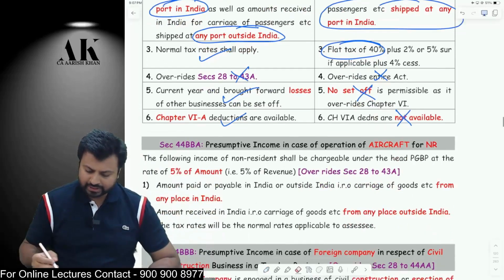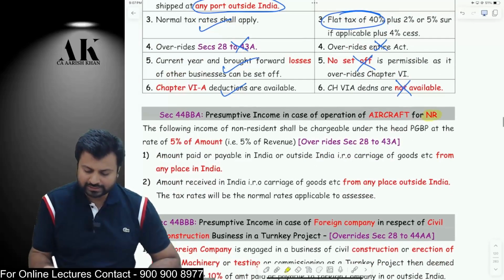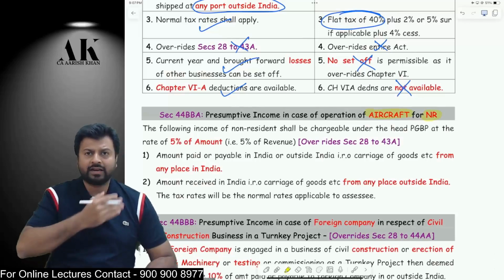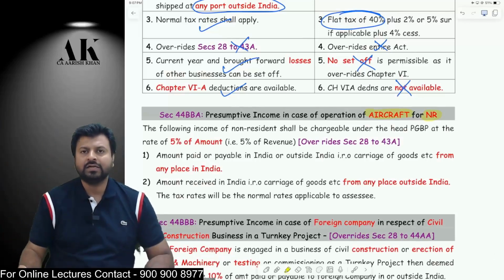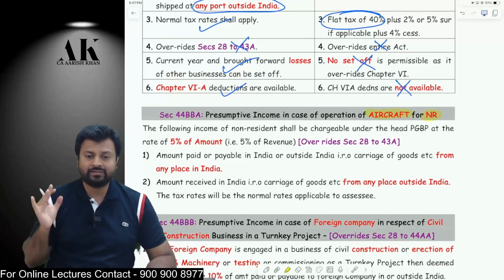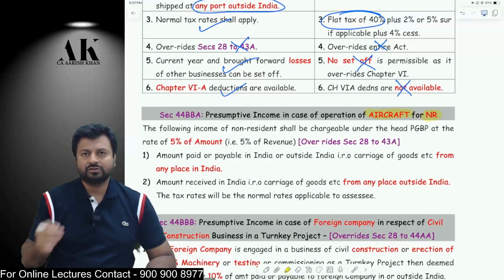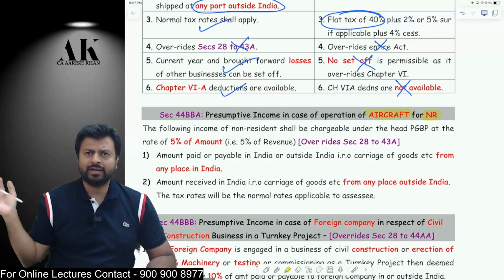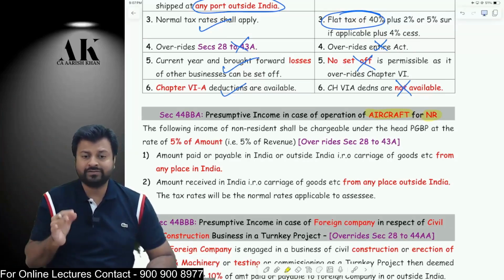Now let's move on to the next section, that is 44BBA, which is for non-resident aircraft business. If the aircraft is leaving India, then it is taxable in India. Or if the aircraft is leaving from some other country, but money is received in India, then also it is taxable in India. So either it should leave India, or it should leave some other country and the money should be received in India, then it is taxable in India.